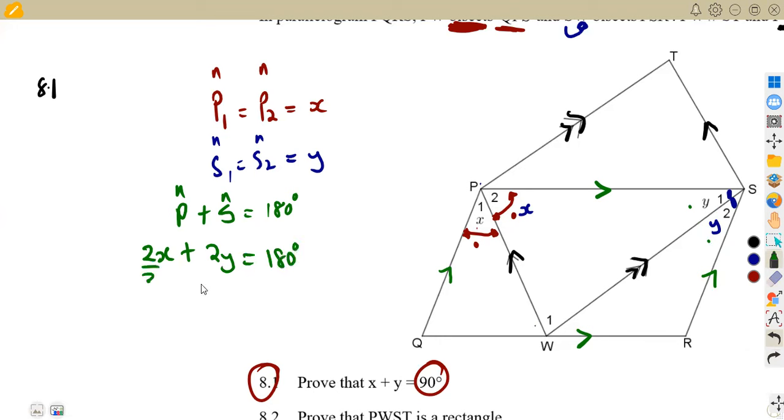So as you can see, you can just divide each and every part by 2. Okay, this was a straightforward question. That's Y is equal to 180 divided by 2, which is 90 degrees. Okay, so that is how we could have played around.